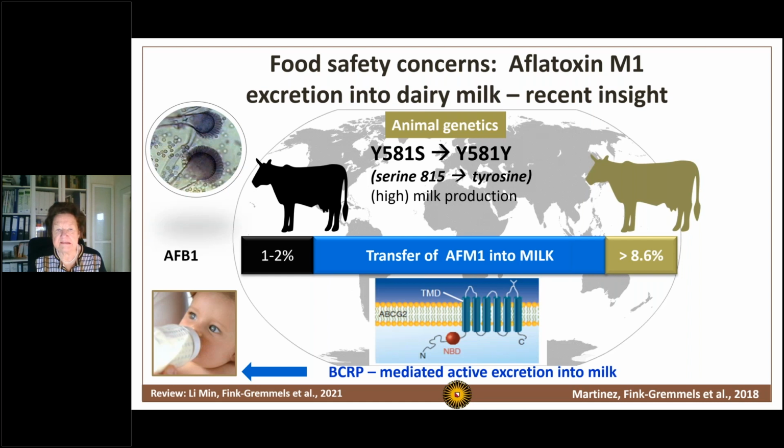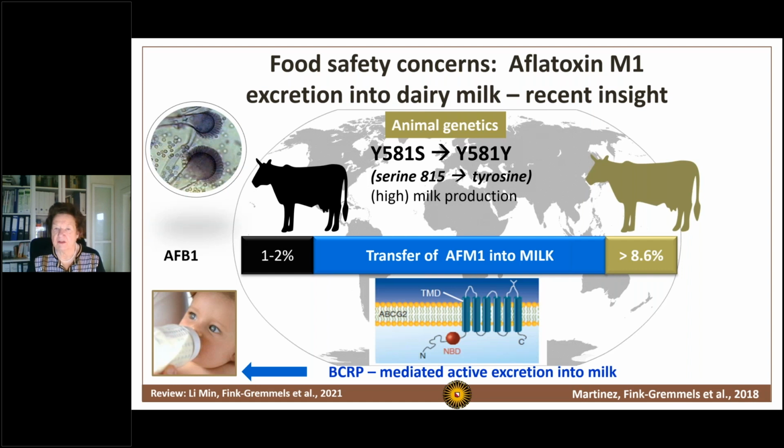Because in early days, and that's on the left-hand side, you see that we calculated carryover rates of 1 to 2%. Carryover here means the concentration in feed of aflatoxins, total aflatoxins, particularly aflatoxin B1, and the final result, what is excreted into milk. So it was 1 to 2%. And this is in all standard reviews and was considered a very, very good guidance level.